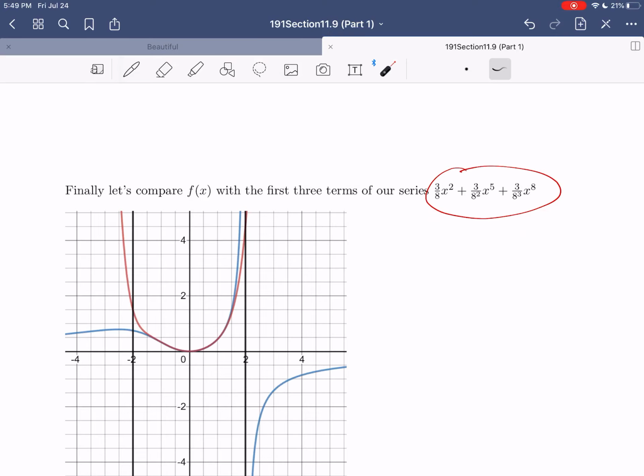In our next video, we'll be moving into the second half of section 11.9, and we'll take a look at how calculus, specifically differentiation and integration, works on these power series.